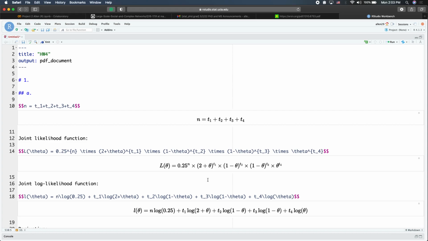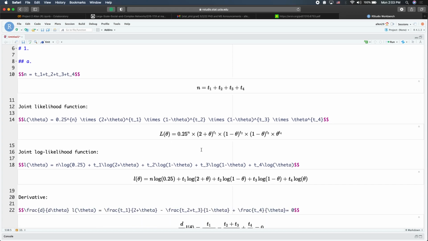And then we just basically follow the template. We take the log of the joint likelihood function. So the log of a product is the sum of logs. One thing is that the 0.25 is in each of the terms, so here we just raise it to the power of n directly. Then we take the log, so we have n log 0.25, and then T1 log(2 plus theta), and so on for all the terms.